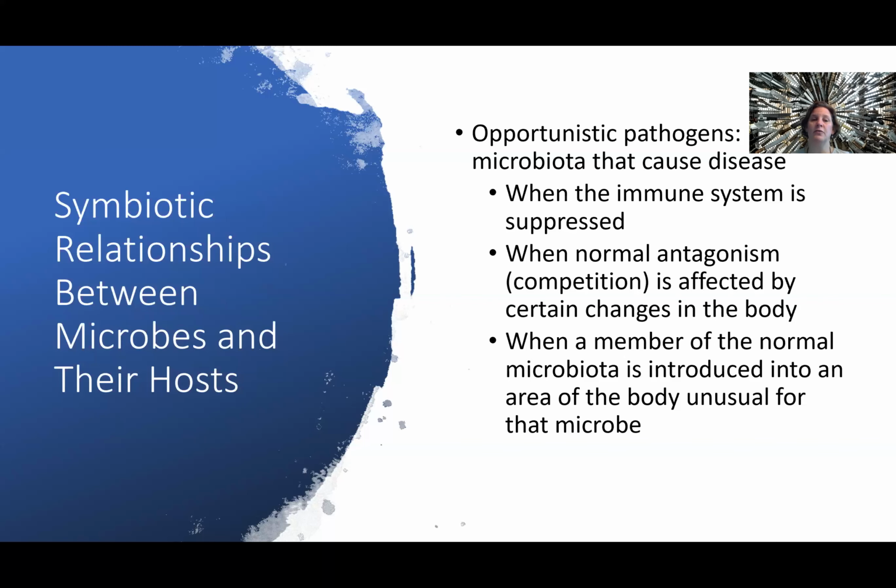And then we can also see opportunistic pathogens have the upper hand when members of the normal microbiota are introduced into an area of the body that is unusual for that microbe. So we have different microbes that live in our mouth than our eye. None of our body is really sterile. So, I'm sorry, that's kind of a gross example, but if you had saliva introduced into one's eye, you could see a normal microbe that lives in your body cause disease when moved to a new part of the body.